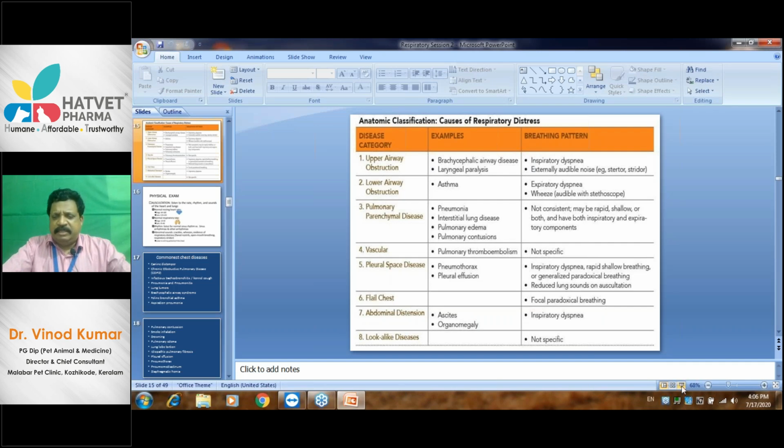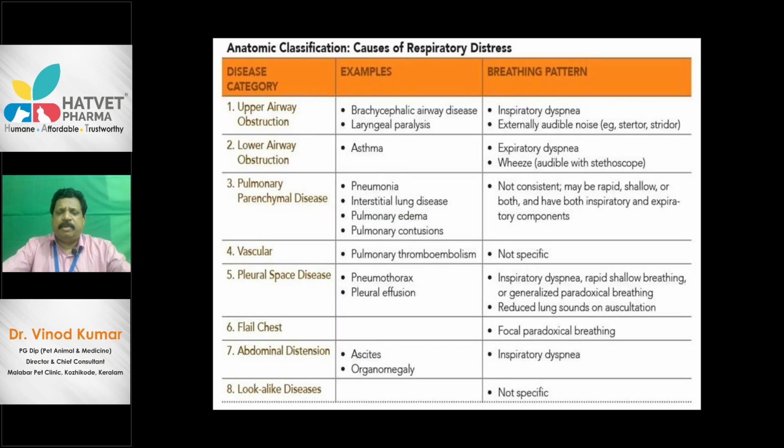So that was a flail chest, and flail chest is very commonly met with in traumas and accidents. And so the breathing pattern is like this. It will have a focal paradoxical breathing. Focal paradoxical breathing.